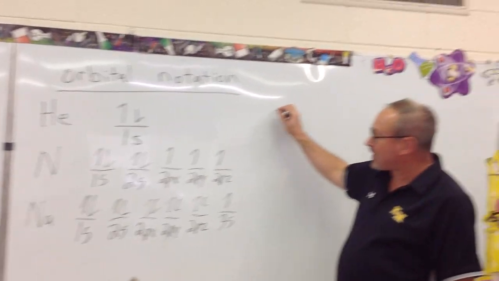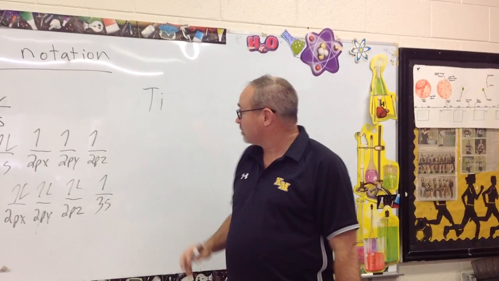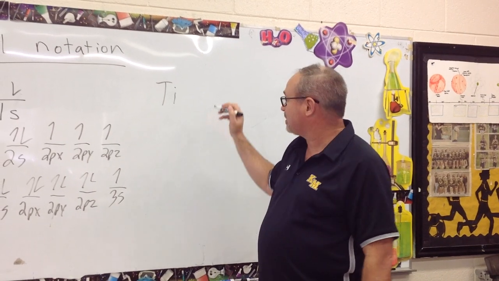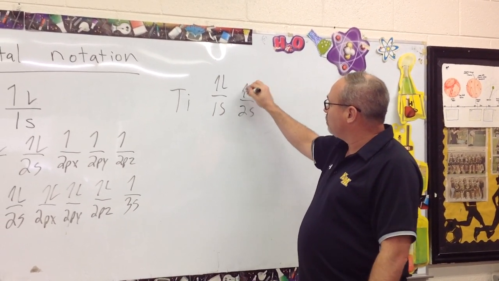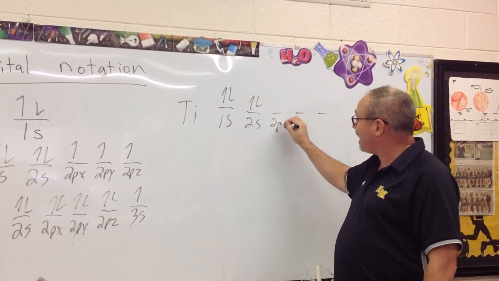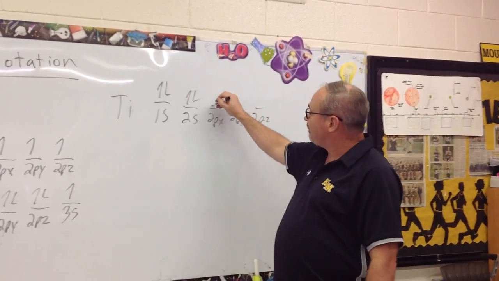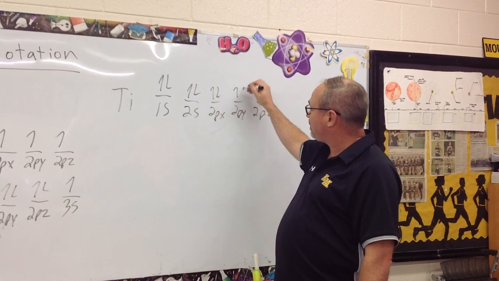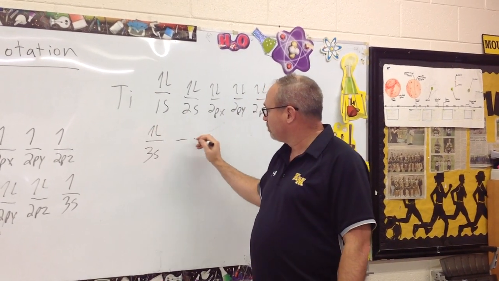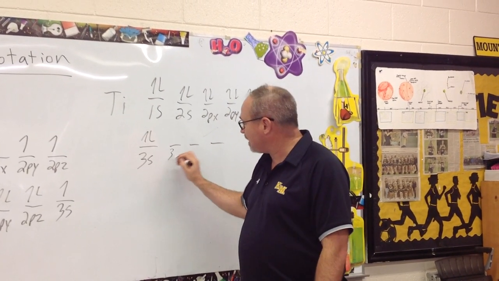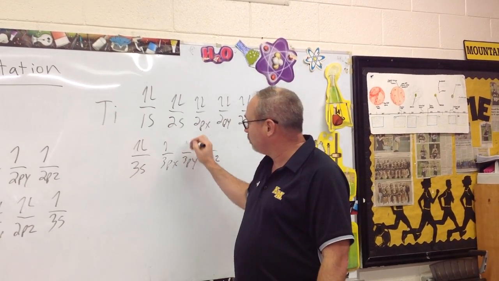Lastly, I'm going to start up here for titanium. Uh-oh, remember, this is the part of the d's, so this is going to get really big all of a sudden. So we got, again, 1s, just like we've done before, 2s, 2px, 2py, 2pz. Fill them one at a time, double up is a good habit to start. Then go to 3s. Then what? 3px, 3py, 3pz.